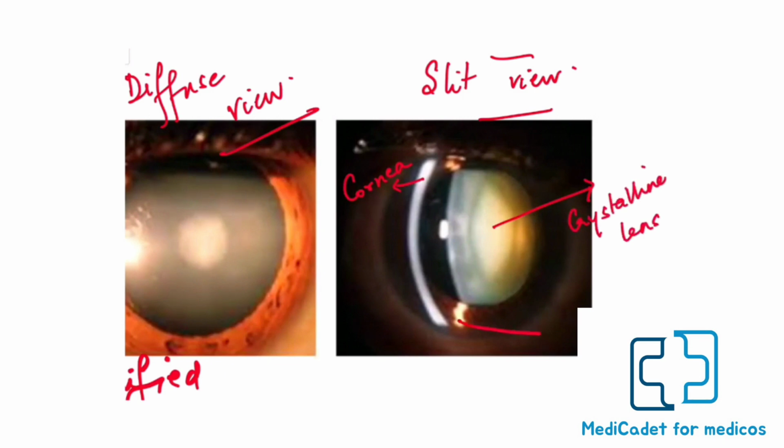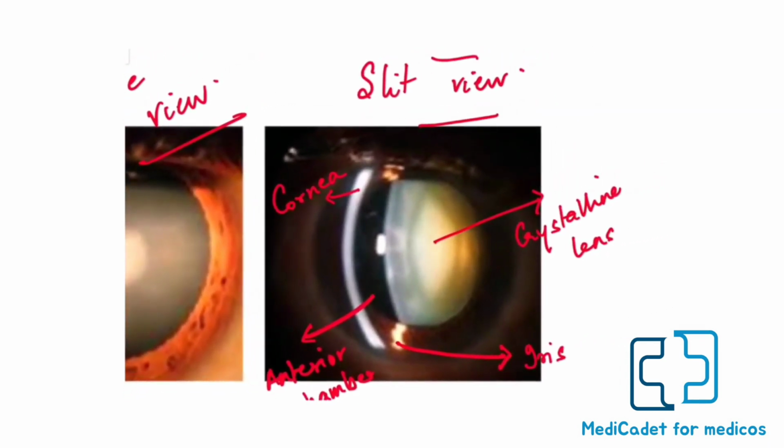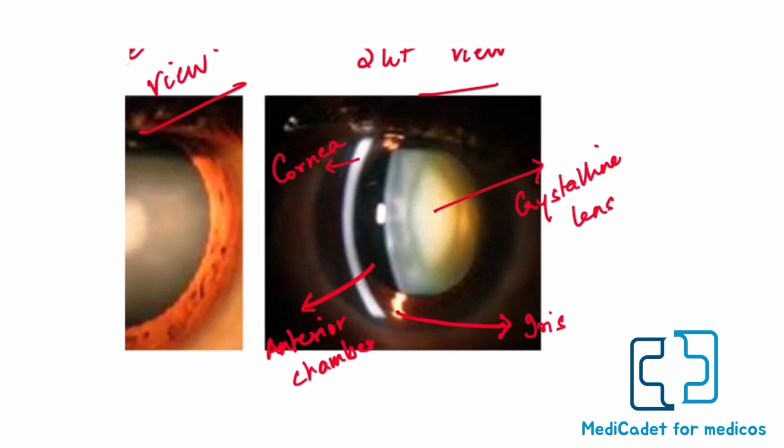Now see this brown thing in the periphery, this is your iris. And this black area here, this is your anterior chamber. This is the anterior chamber where you have the aqueous humor. Okay, so basically this slit lamp is very, very important because it is giving me this optical cross section. That outermost slit is the cornea, then I can see the slit of the lens, I can see the iris, I can see the anterior chamber.